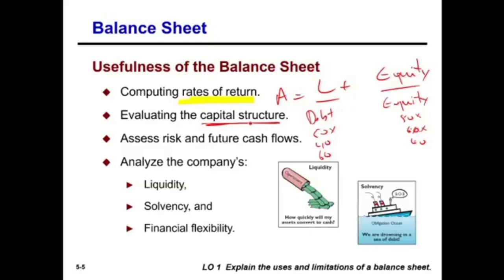And by looking at our capital structure, it's going to help us assess our risk and our future cash flow, because generally speaking, if a company relies more on debt, it is a riskier company. But specifically, when we analyze the company using the balance sheet, we're going to look at three different categories: liquidity, solvency, and financial flexibility. And what does each one of those mean?